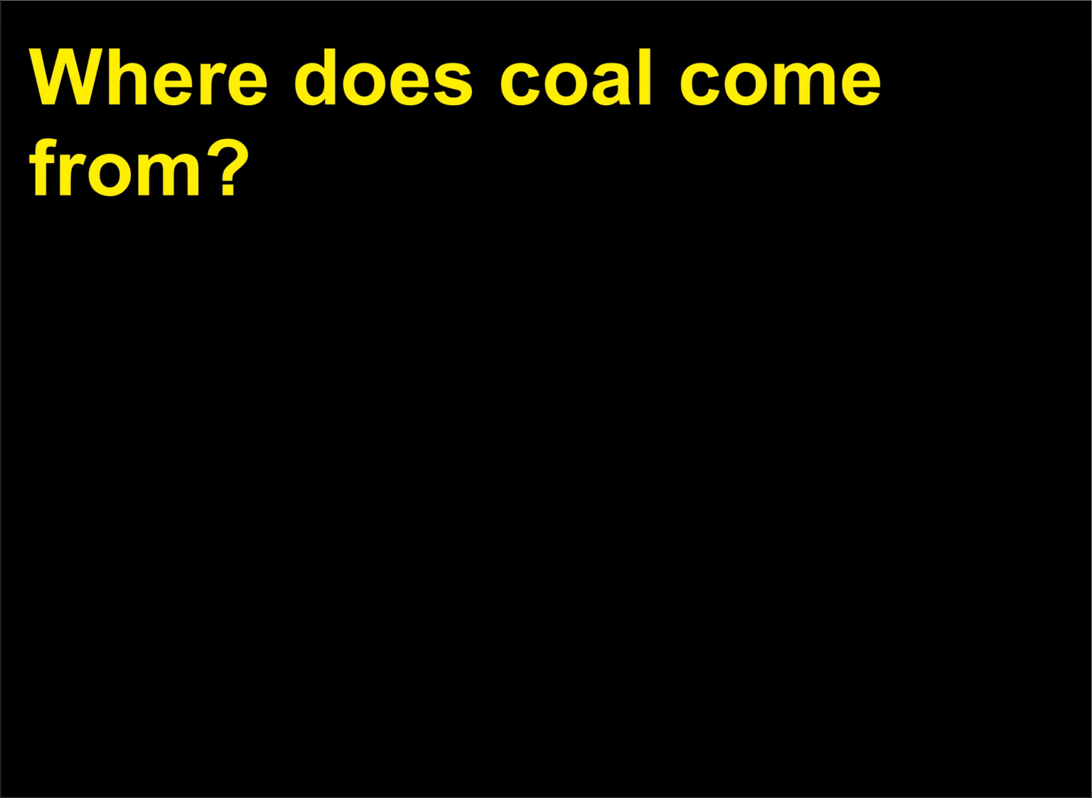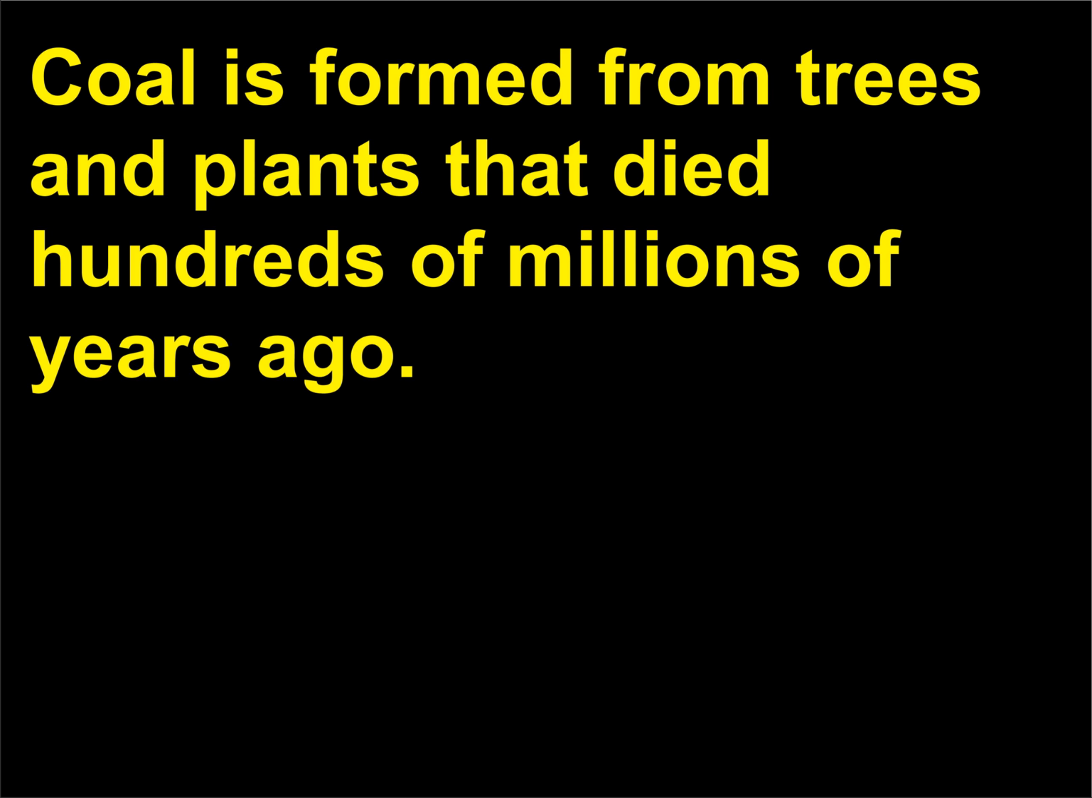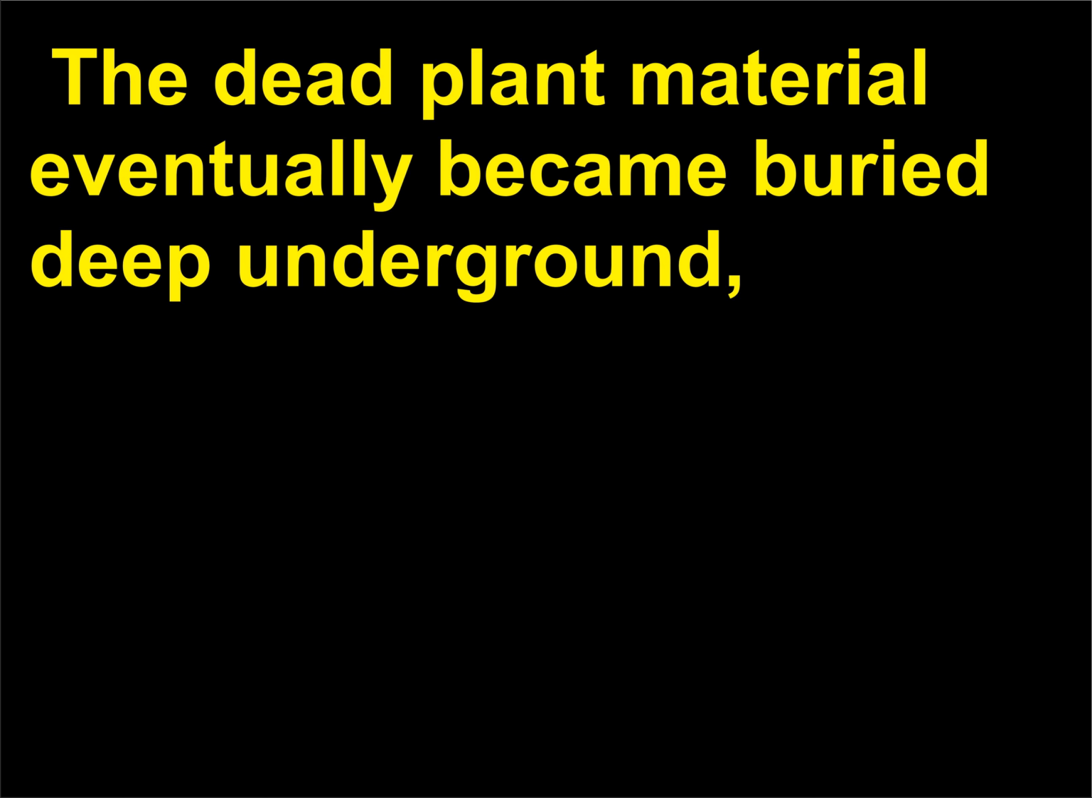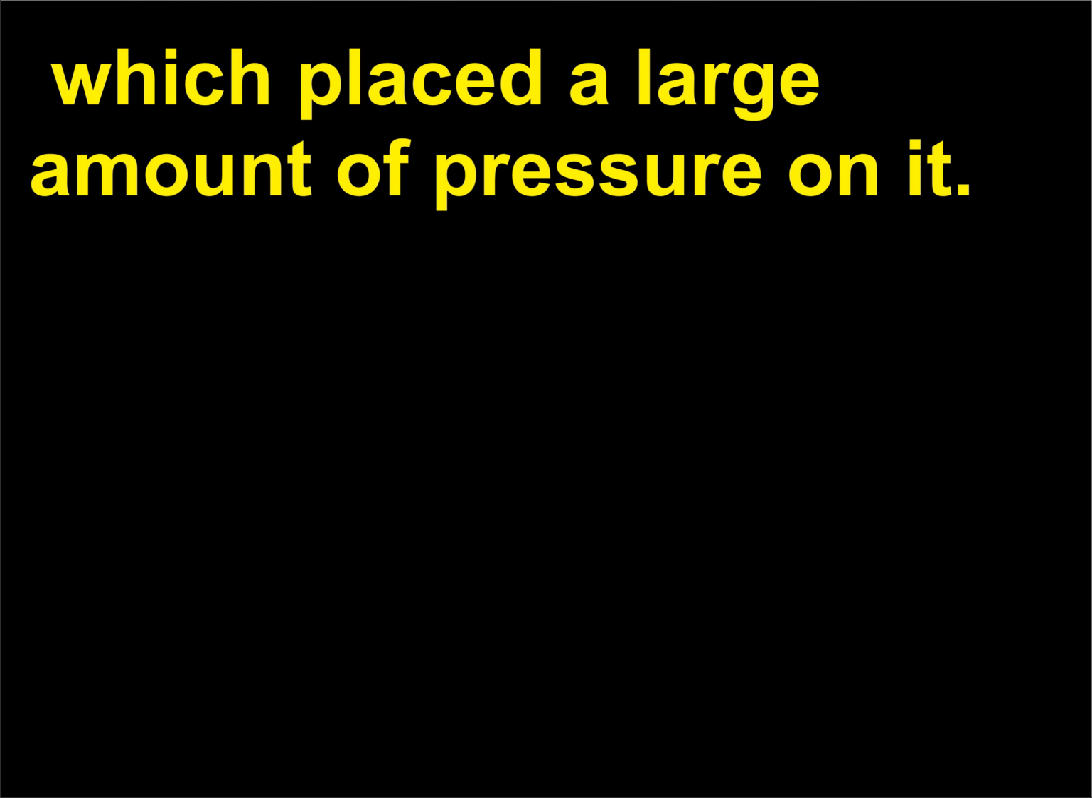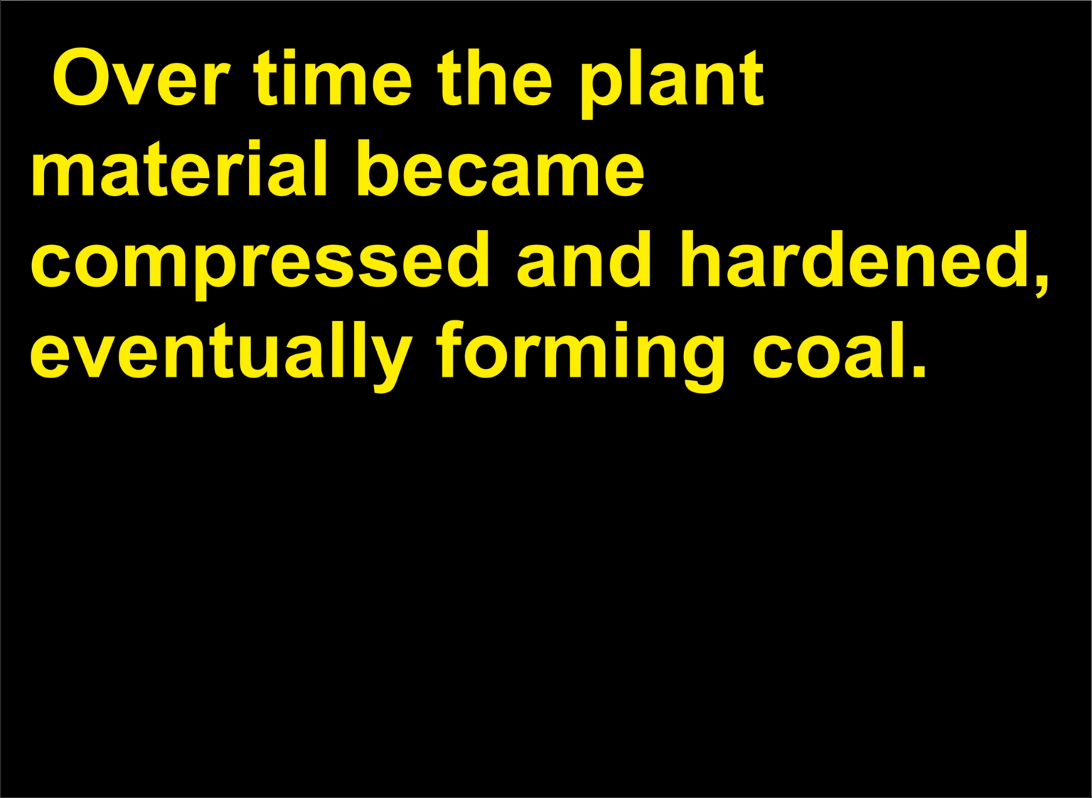Where does coal come from? Coal is formed from trees and plants that died hundreds of millions of years ago. The dead plant material eventually became buried deep underground, which placed a large amount of pressure on it. Over time, the plant material became compressed and hardened, eventually forming coal.